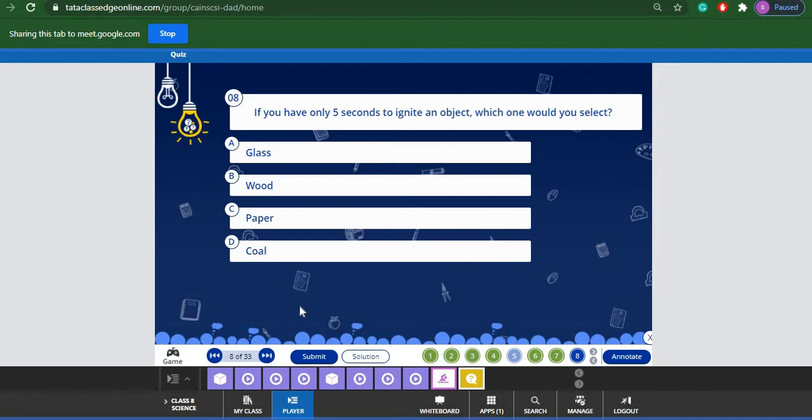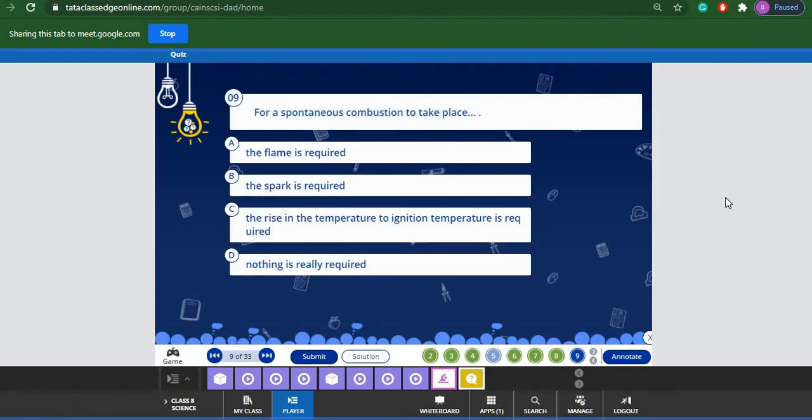Sir, paper. Can anyone other? Paper. Very good. Yes, very good. So what you have to consider? Only ignition temperature. You have to consider the lower ignition temperature for this case.